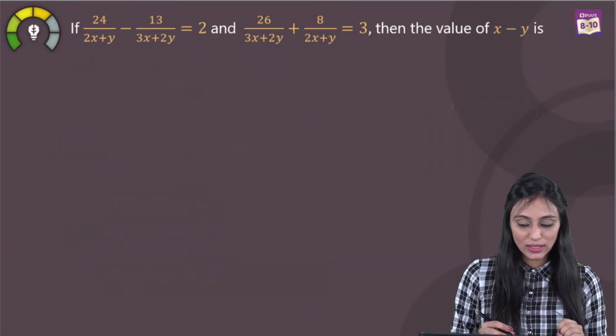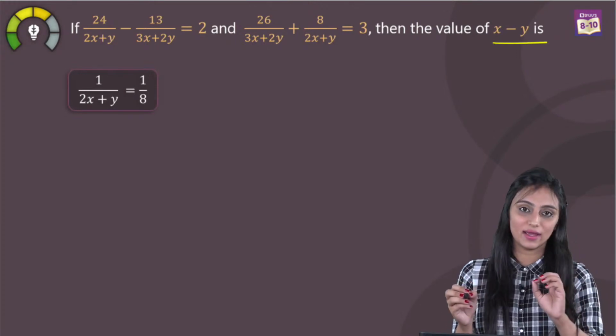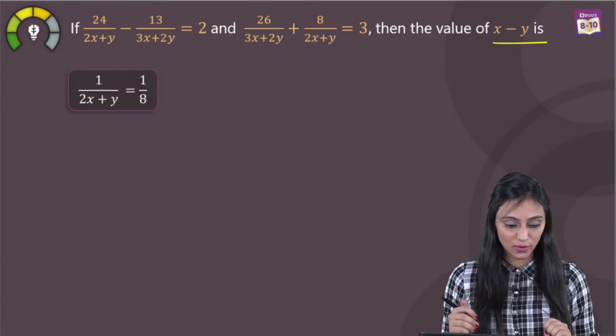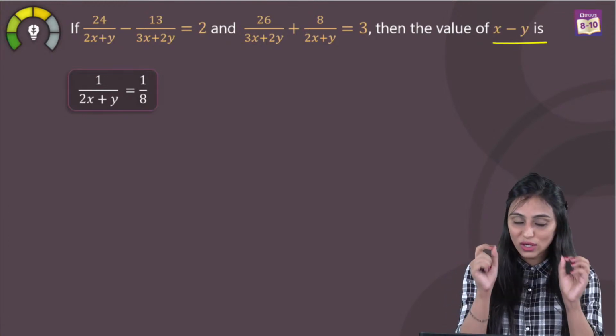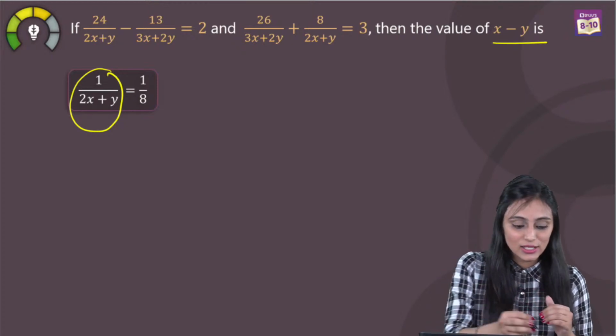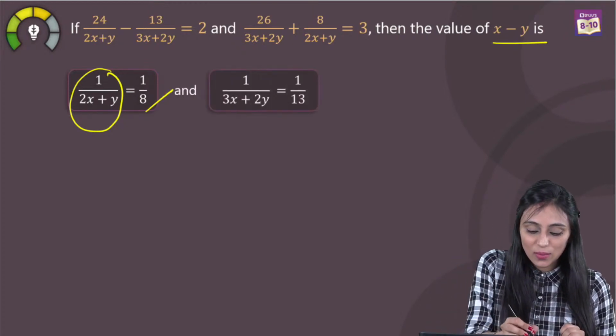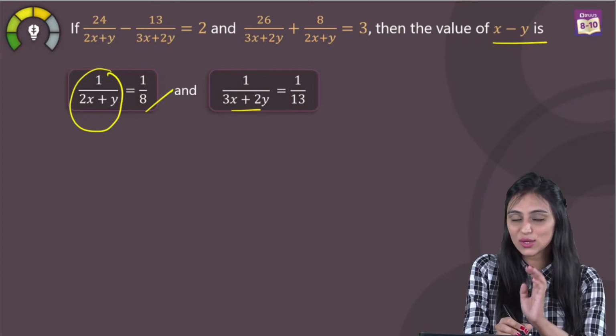Okay, now what we need next is X and Y, because we need the value of X minus Y over here. So what we assumed here is 1 upon 2X plus Y was actually equals to P. So P is actually 1 by 8. I can substitute there. Similarly, 1 upon 3X plus 2Y was equals to Q.